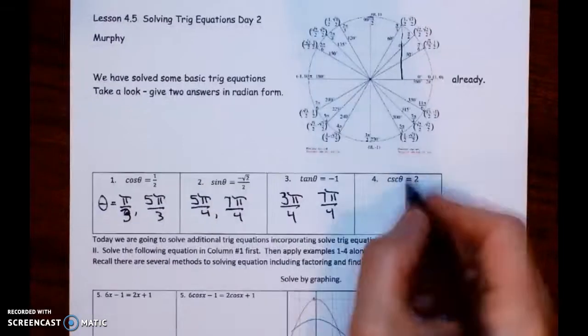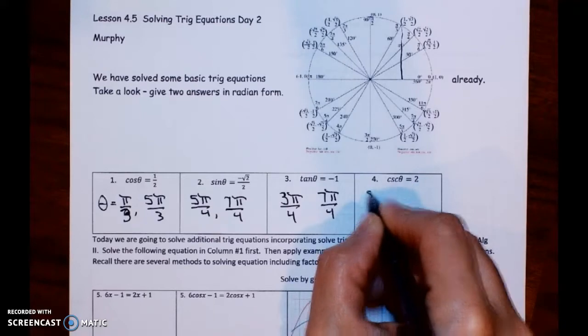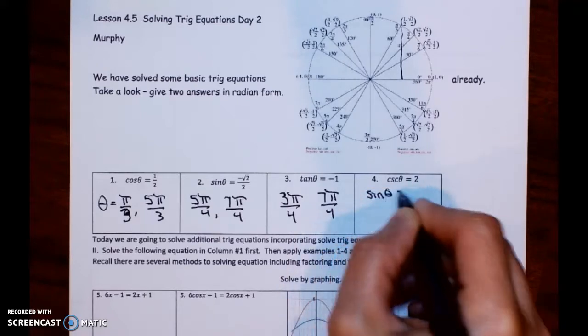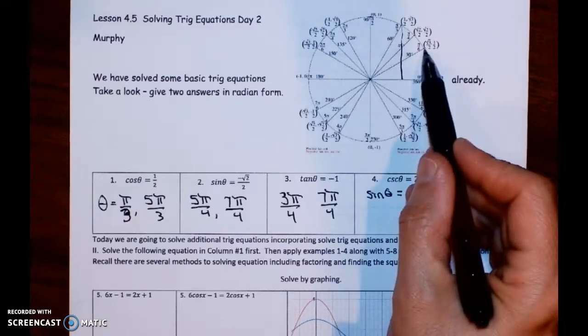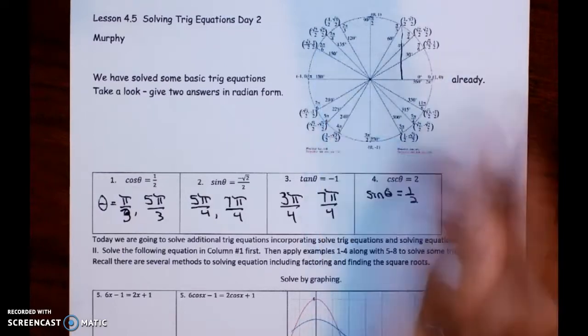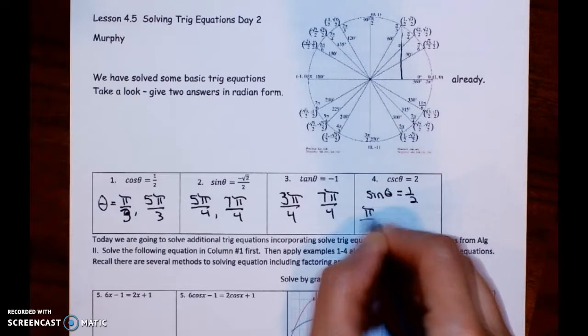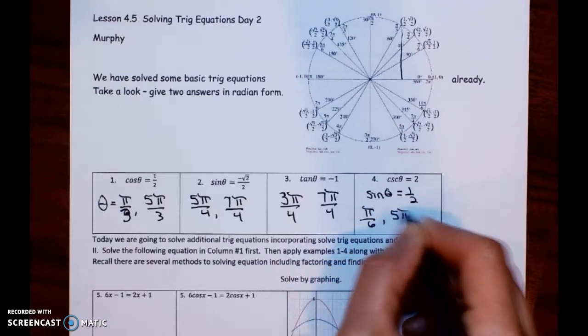Last one, cosecant of theta equals 2. That means we're looking for when the sine of theta is equal to 1/2. That would be here and over here, so pi over 6 and 5 pi over 6.